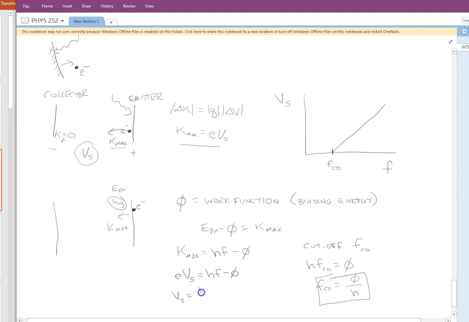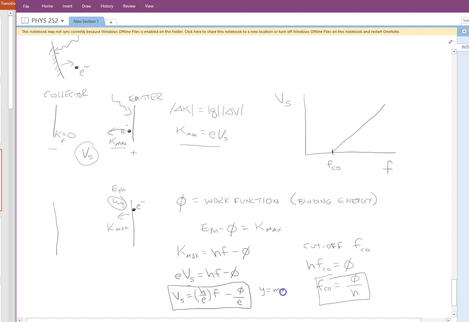So now we have this equation. I'll put this in parentheses. Planck's constant over fundamental charge times frequency minus work function phi over fundamental charge. This is what we get from considering the photon model. Now, if I ask you to plot V sub S on the vertical and frequency f on the horizontal, you look at that equation, that's a line.